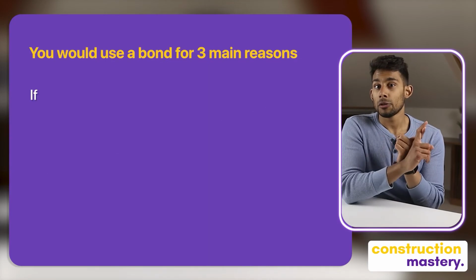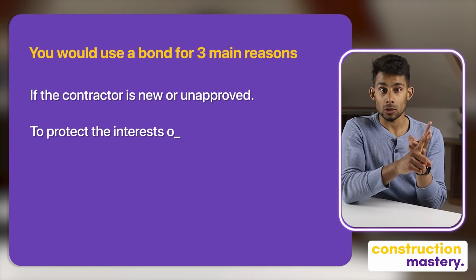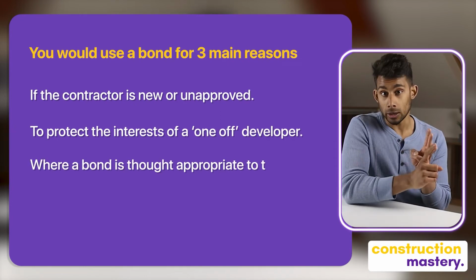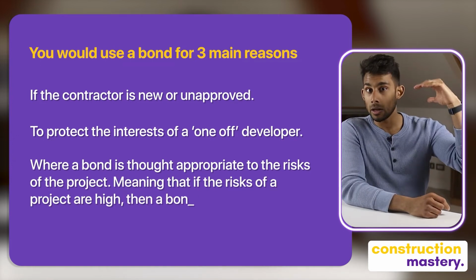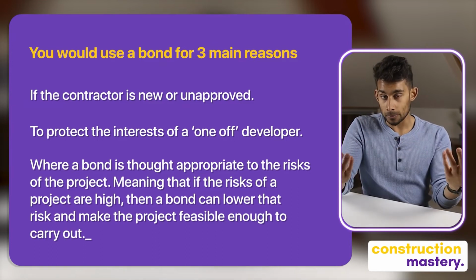Okay, so now we know what a bond is, where you can get a bond from, and that bonds can be either on demand or default. Let us now move on to what bonds are used for. So you would use a bond for three main reasons. Number one, if the contractor is new or unapproved. Number two, to protect the interests of a one-off developer. And three, where a bond is thought appropriate to the risks of the project, meaning that if the risks of a project are high, then a bond can lower that risk and make the project feasible enough to carry out.